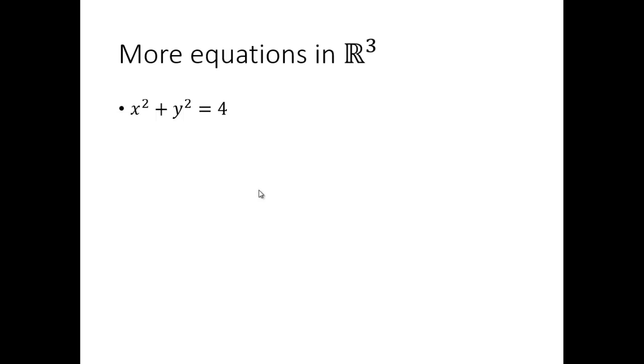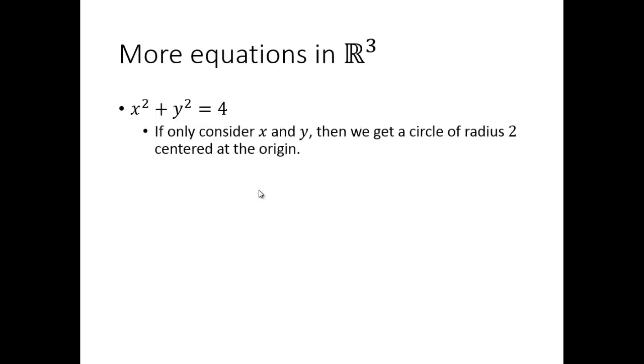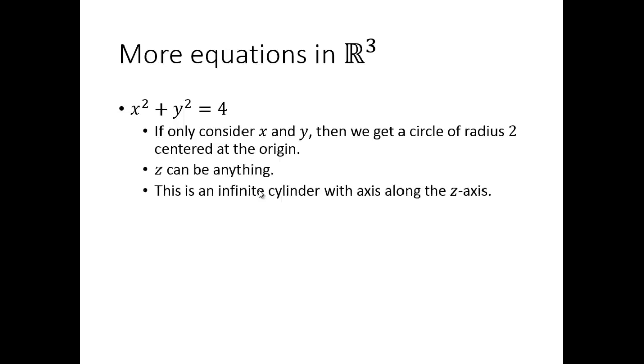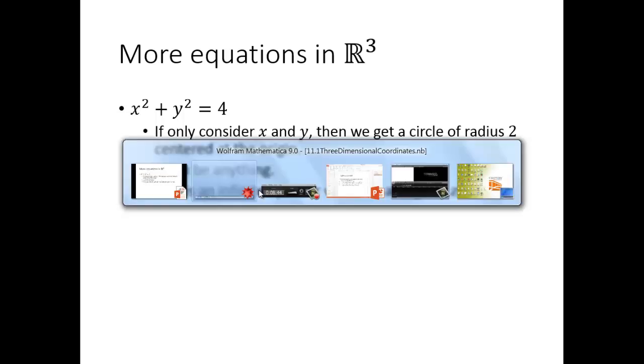We're going to do x squared plus y squared equals 4. Now in R2, so just x and y, this would be a circle. So the x and y's behave as a circle of radius 2. 2 squared would give us the 4. But then z can be whatever you want. So if we only consider x and y, we get a circle of radius 2 centered at the origin. Z can be anything. So this is going to give us a cylinder whose axis is along the z-axis.